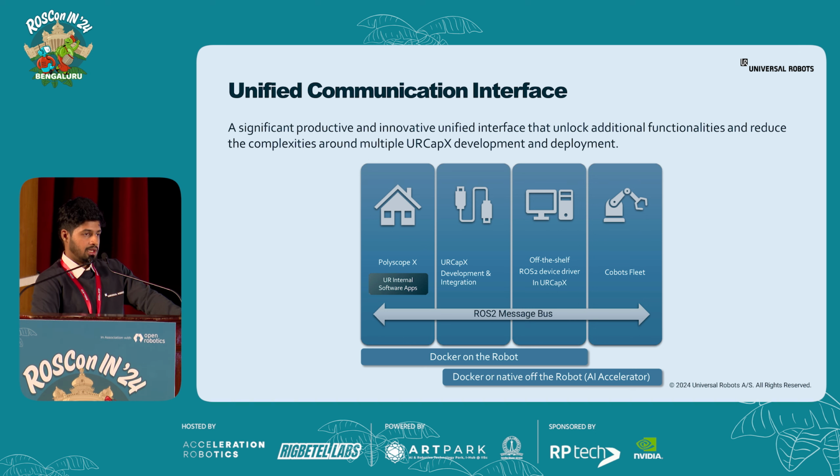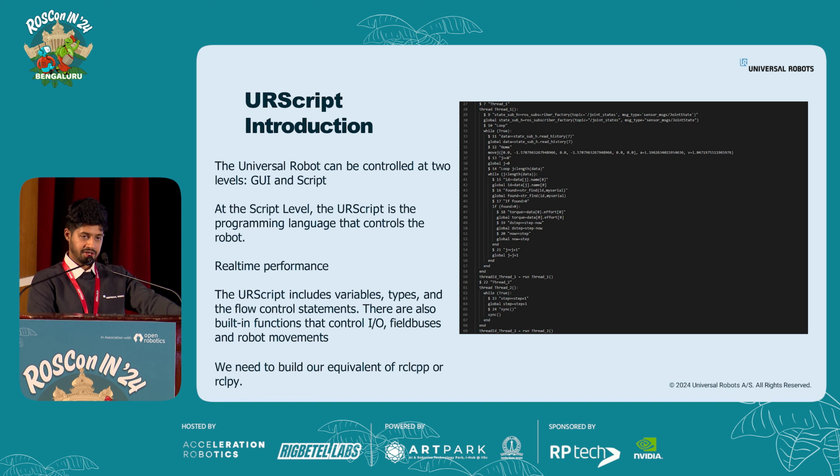So coming back to URScript, we have two interfaces on the robot, like any other robot. You have the GUI, but what's under the hood or under the GUI is the URScript. So this is a programming script or language that we designed within UR, which guarantees real-time performance. And just like any other programming language, you have variables, types, and loops, all these functions available. But along with it, you have some pre-built functions like I/O control and fieldbus controls like PROFINET, EtherNet/IP. You have functions for that where you can just plug it and use it in your script. And of course, robot movements. That's the obvious one that's there.